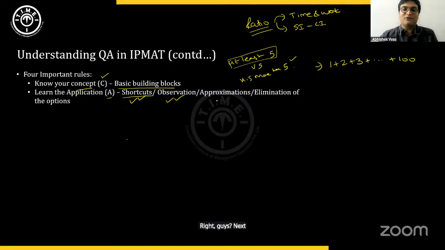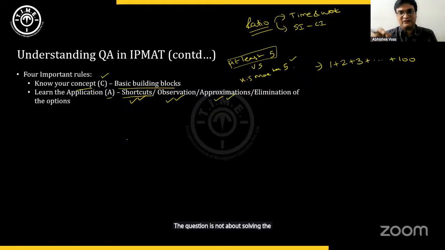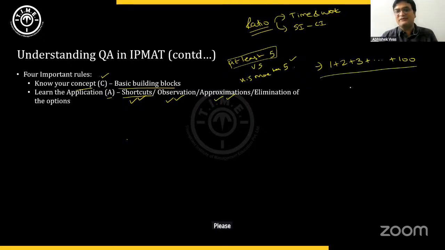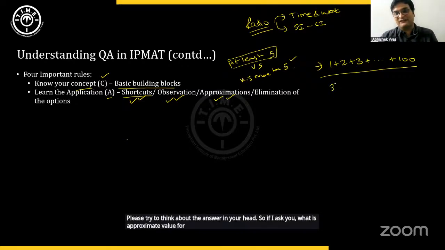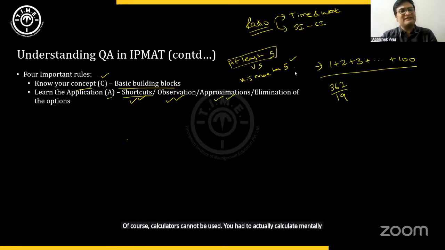Next, you need to also improve on approximations because sometimes the question is not about solving it till the last step. Sometimes you can probably approximate. I'll give you one small example for that as well. Please try to think about the answer in your head. Say if I ask you, what is the approximate value for 362 by 19? I don't want the exact value. Of course, calculators cannot be used. You'll have to calculate mentally or using pencil and paper and get to the answer. I'll just wait for 15 more seconds.